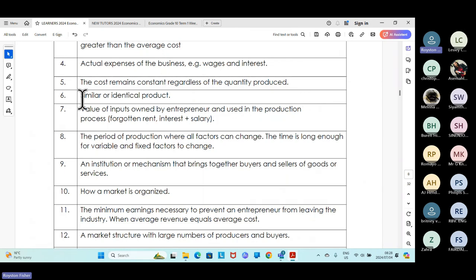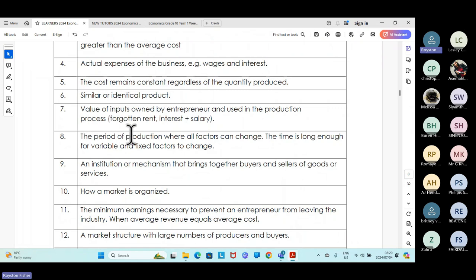Then moving on, number six, similar or identical product. Vasandergaal said homogeneous product, and they're correct, as well as St. Andrews. And that's the only two schools that have received interaction thus far. That's why I'm only mentioning them. So well done to the two schools, St. Andrews and Vasandergaal.